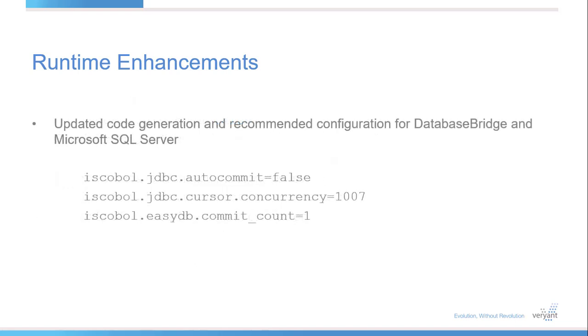If you use Database Bridge to access SQL Server, you'll want to be sure to check your setting of ISCOBOL JDBC cursor concurrency. We used to suggest setting this value to 1009, but in 2025 we made some adjustments to the generated code in Database Bridge to improve performance when this value is set to 1007. So the new recommendation is to set these 3 variables on the screen with the 2025 R2 or later versions for better performance with SQL Server and Database Bridge.